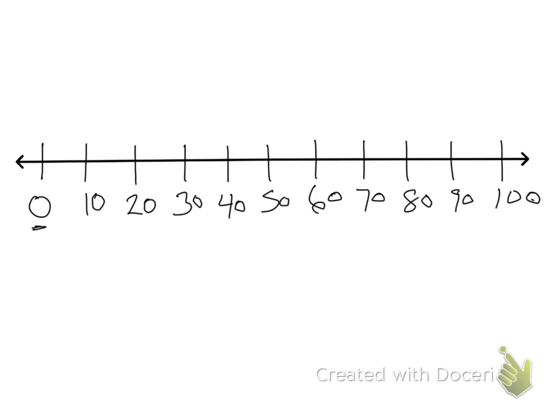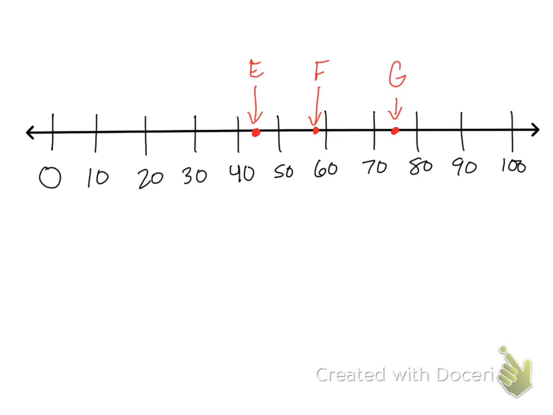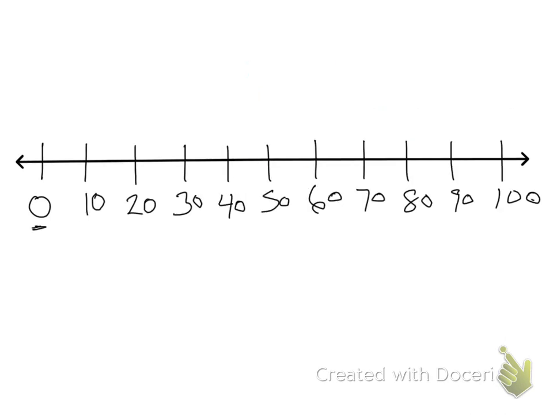So what number would be halfway between 80 and 90? Well, the halfway mark is here in the middle. So if you think about it, halfway between 80 and 90 is going to be 85. The halfway mark between 30 and 40 is going to be 35. And we'll label it A and B.